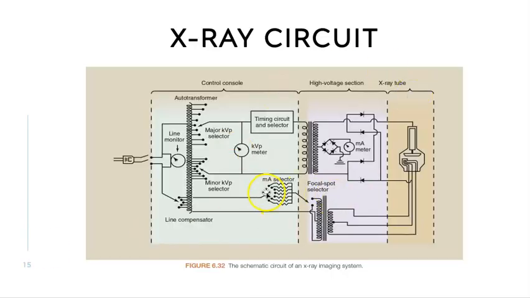Finally, the X-ray circuit. Again, we have our autotransformer here. Remember, it's supplying everything so that ultimately when we get here to the tube part, we get what we need.